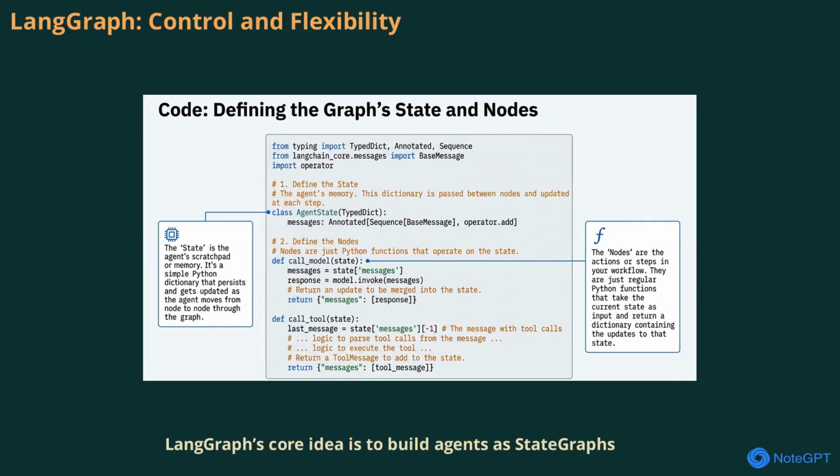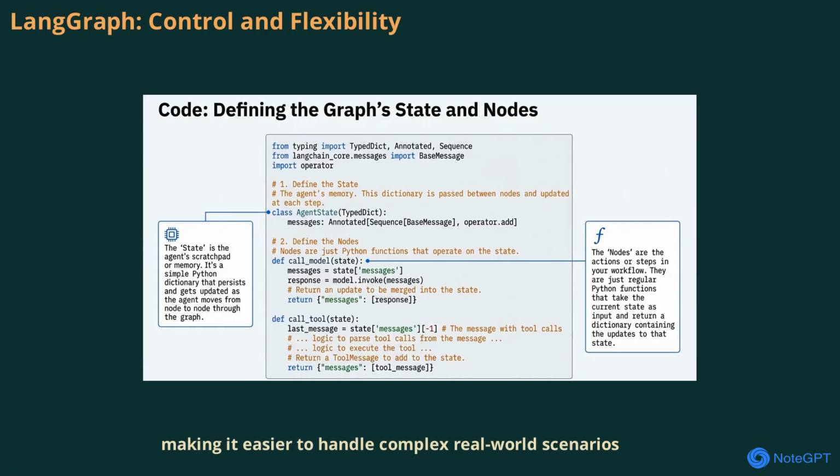LangGraph's core idea is to build agents as state graphs, where each node represents a function, such as a tool or model call, and edges define the conditional logic that directs the agent's flow. This structure enables cycles, branches, and even human-in-the-loop checkpoints. By explicitly defining each step, you gain full transparency and control over your agent's behavior, making it easier to handle complex, real-world scenarios.